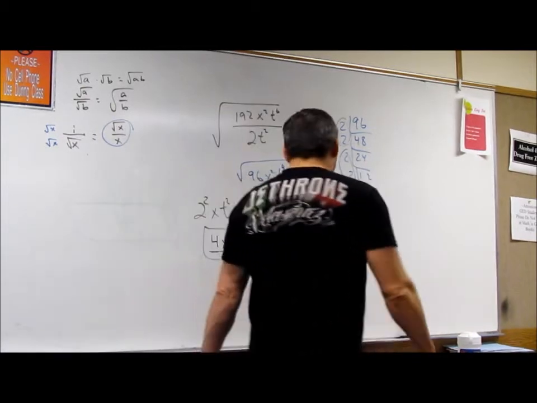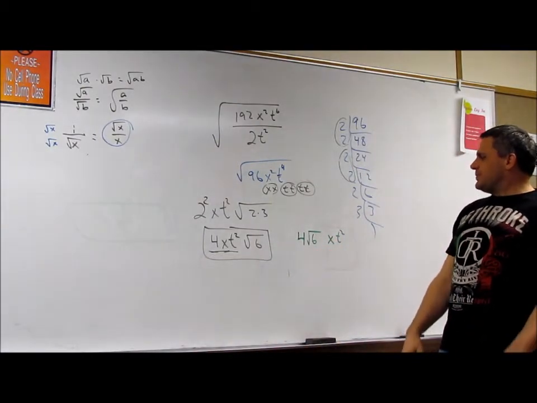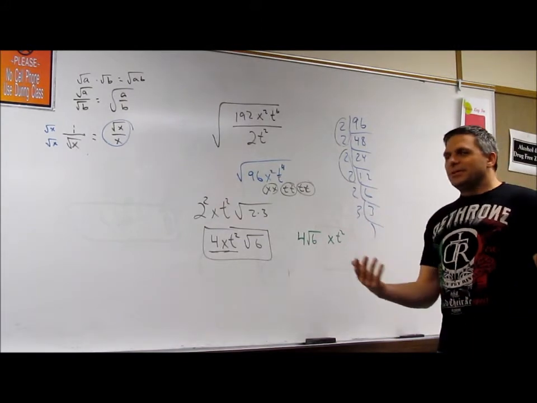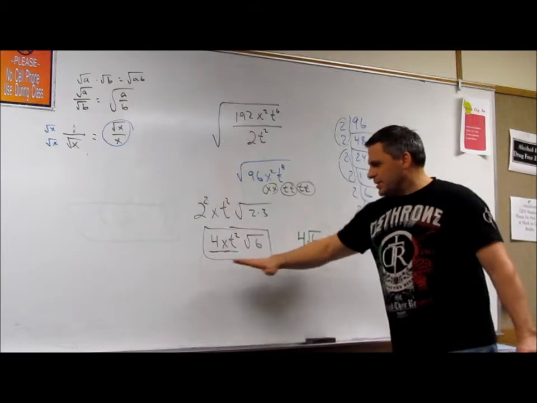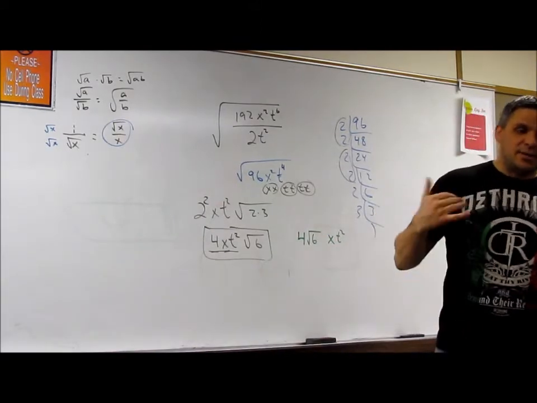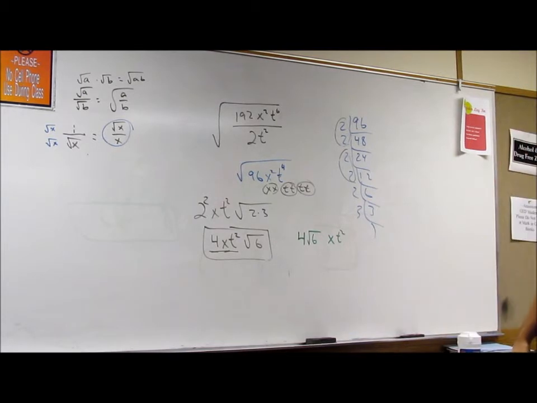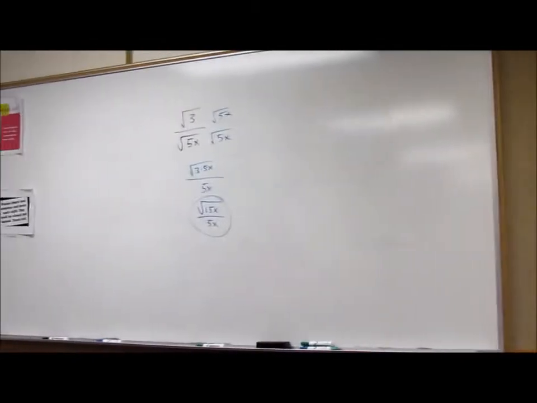And for some weird reason, your book has it listed as 4 square roots of 6 times xt squared. I suggest that you put your square roots last, not before, not right directly after the number. That's just me, it's my preference, and there you go. Next!